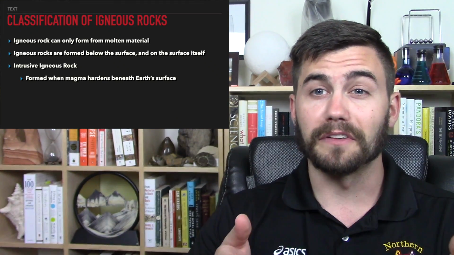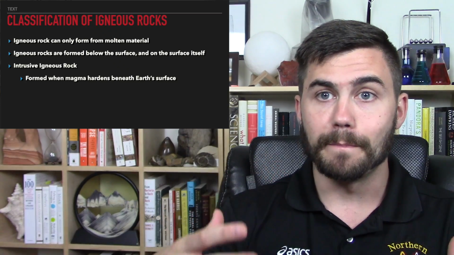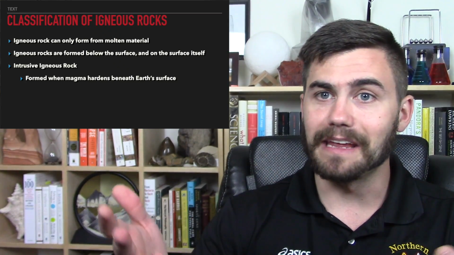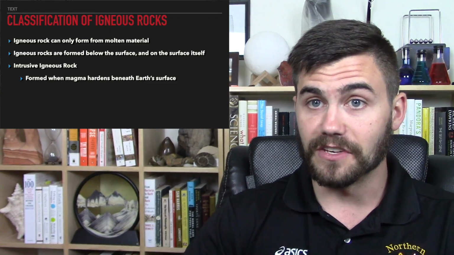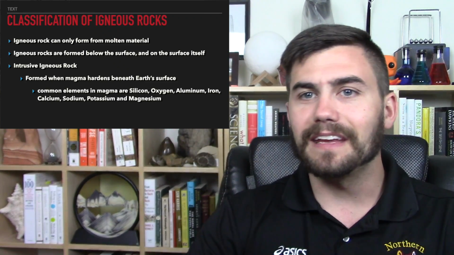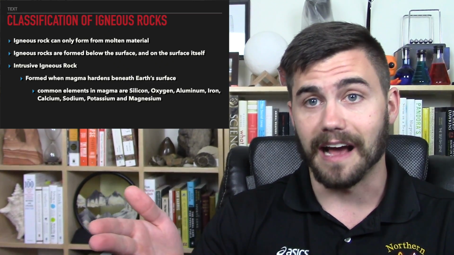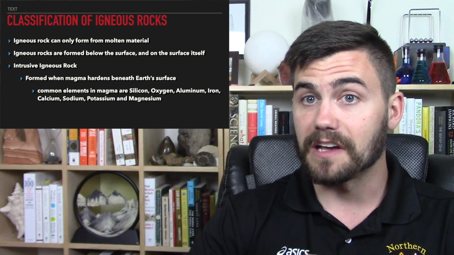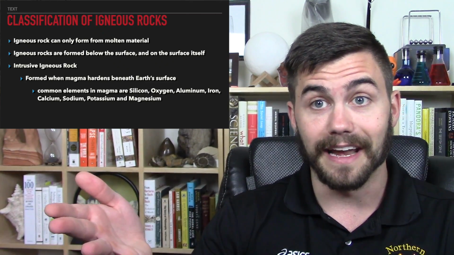Intrusive igneous rocks, which are also called plutonic igneous rocks, form from magma. Magma is any molten part of the geosphere that is below the surface of the geosphere. And intrusive igneous rocks will typically have the elements silicon and oxygen as the most common. Those are the most common elements on the surface of the geosphere anyways.